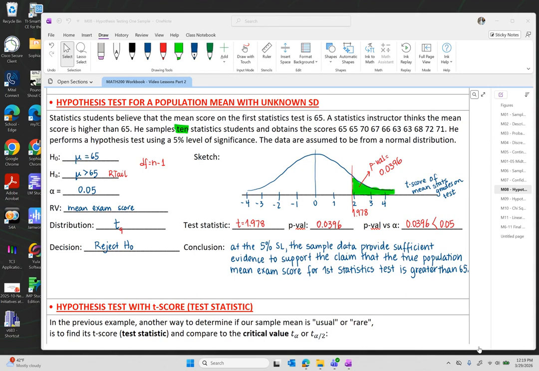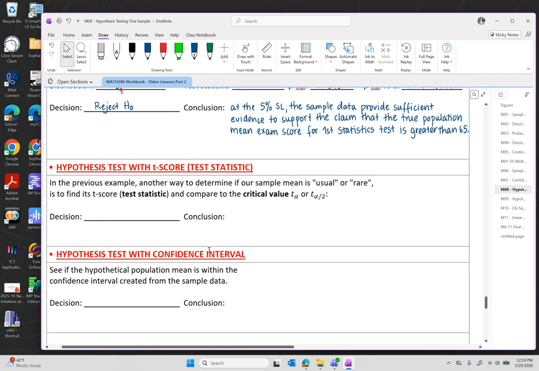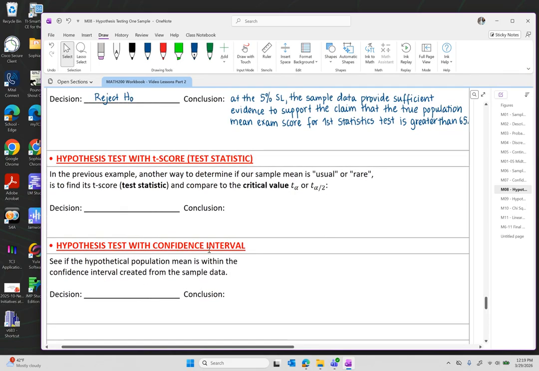Also pay attention to the fact that both the null and the alternative hypothesis are talking about the mean of the population. So I have to state that I'm talking about the true population mean exam score for the first statistics test, and then state the alternative hypothesis that claims that that mean is greater than 65. Remember that we have two other ways of actually solving the hypothesis test. We can solve it with the critical value of a t-score.